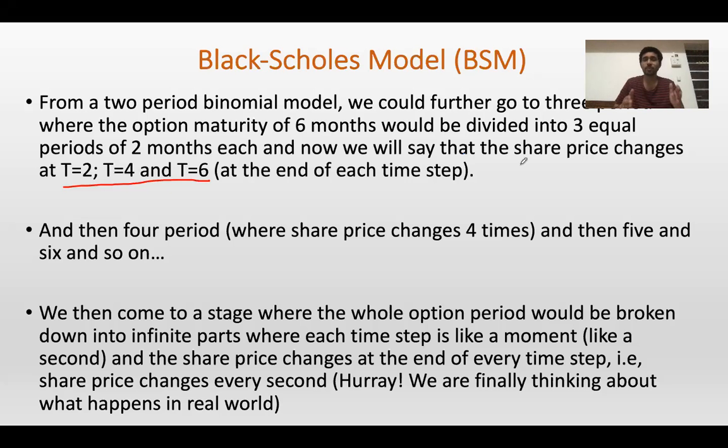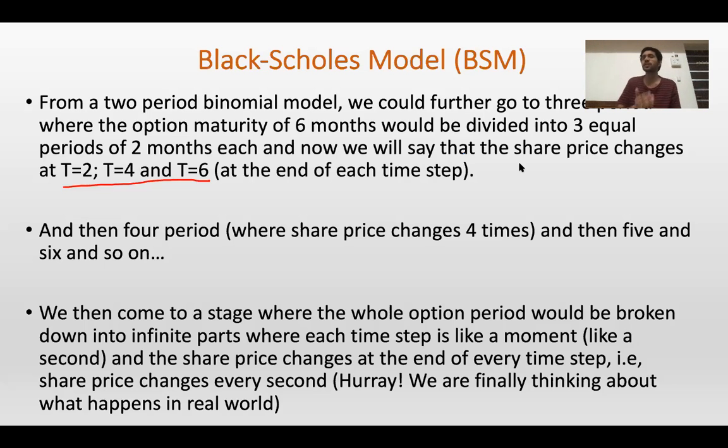So when we break the whole option contract into infinite small time steps, there are 2 conclusions. One, since the number of time steps is infinite, the length of each time step is like that of a second, and therefore the share price changes at the end of each time step, where each time step is nothing but a second. Therefore, the share price changes every second, which is how the real world works. And the second conclusion is, we are not restricting ourselves to saying that the possibilities of share prices are only 2 or 3 at the end of the option contract. We are saying that the possibilities of share prices are a huge wide range at the end of the option contract, which is again how the real world works.